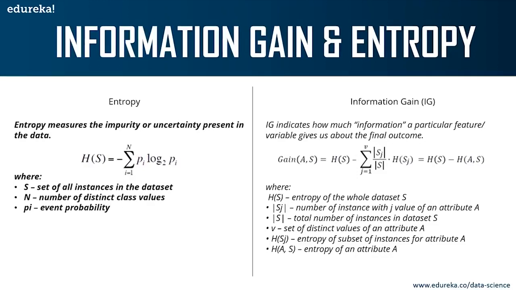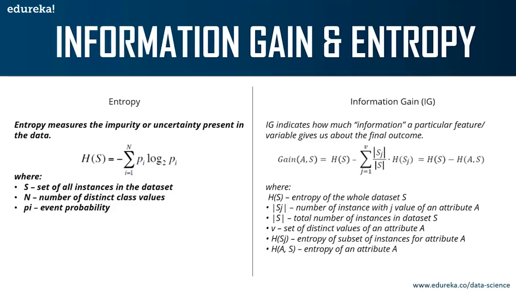Here S is the set of all instances in the data set, or all the data items in the data set. N is the number of different classes in your data set. Pi is the event probability. Now this might seem a little confusing to you all, but when we go through the use case, you'll understand all of these terms even better.